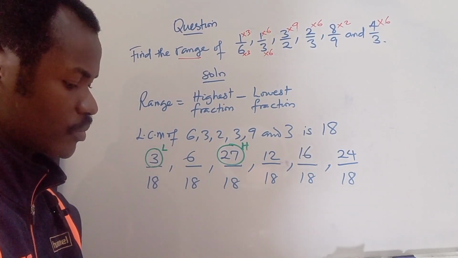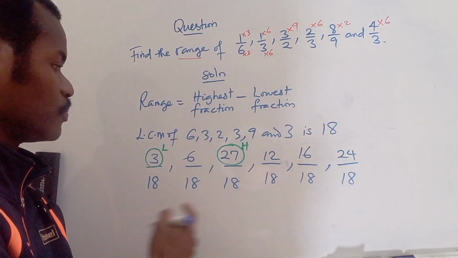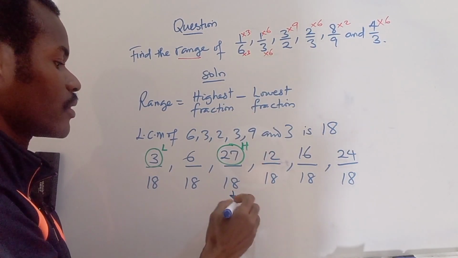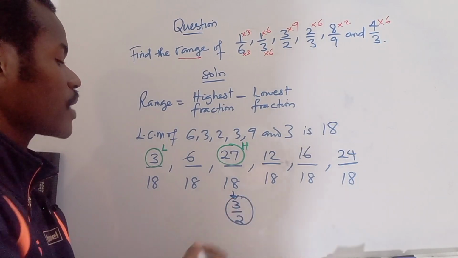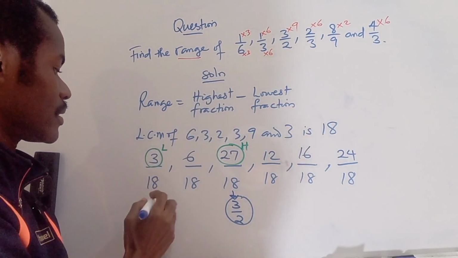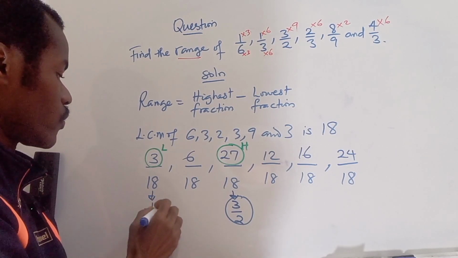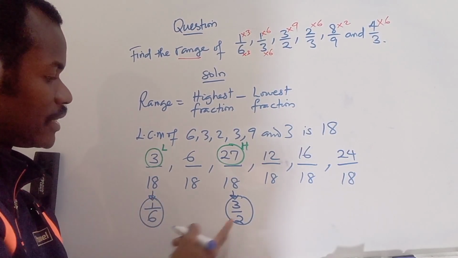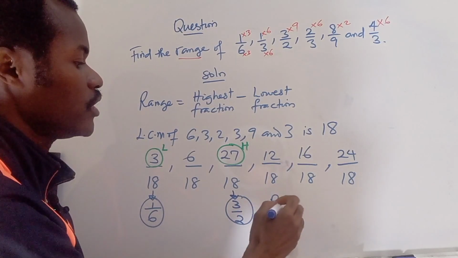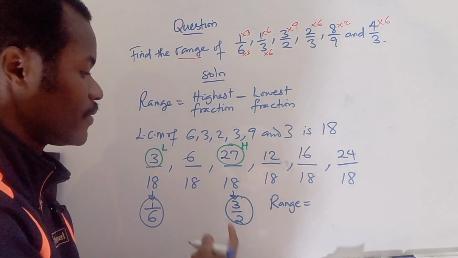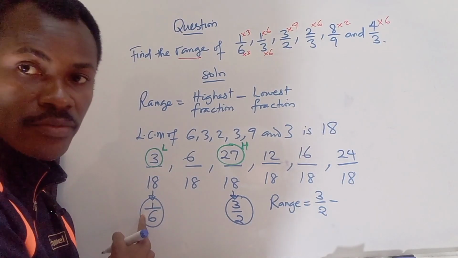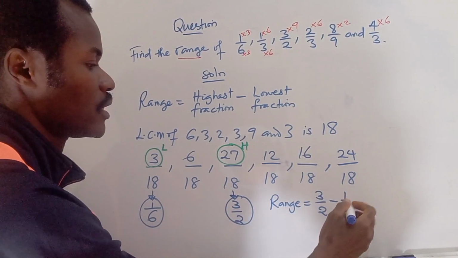Okay, so now let's represent them back. So the highest fraction here is the third one, which is this. So we have 3 over 2 as the highest fraction amongst all these, and the lowest is the first one, which is this, which we are going to represent as 1 over 6. Now that we've gotten the highest fraction and the lowest fraction, we can now solve for the range. So our range is going to be, we have the highest fraction, which is 3 over 2 minus the lowest fraction, which is 1 over 6.